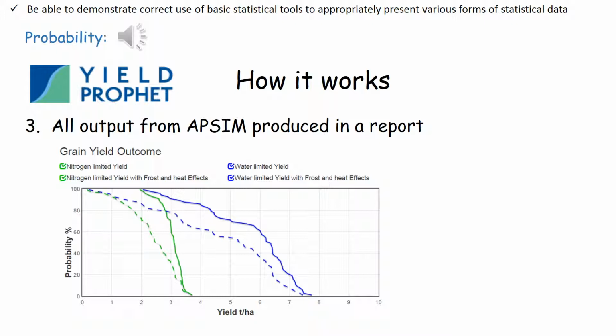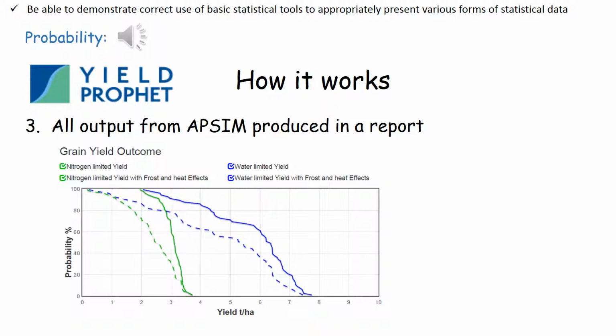The probability on this graph is given on the y-axis, the yield is given on the x-axis. It drops off pretty quickly to just under 4 tons per hectare. So we have very little chance of achieving that in the current situation. But with frost and heat effects, we find that rather than having a 100% chance of reaching 2 tons per hectare in grain, we have only a 70% chance of reaching 2 tons per hectare.